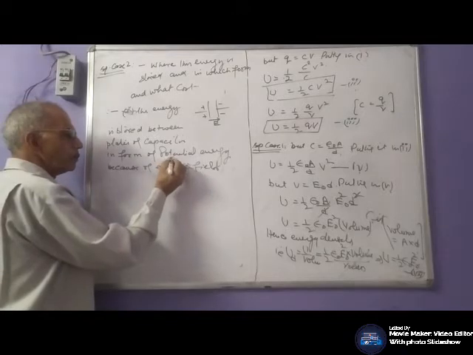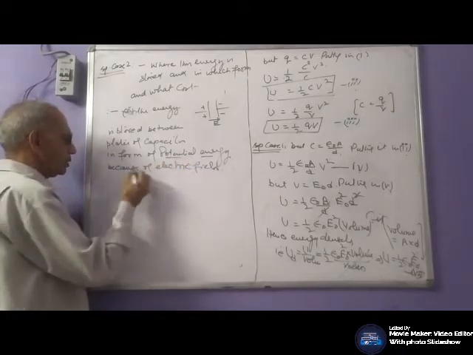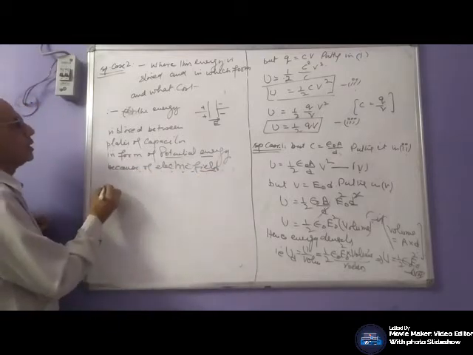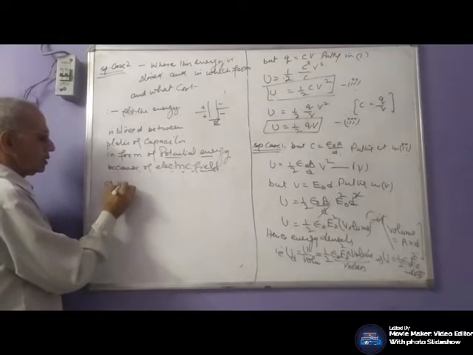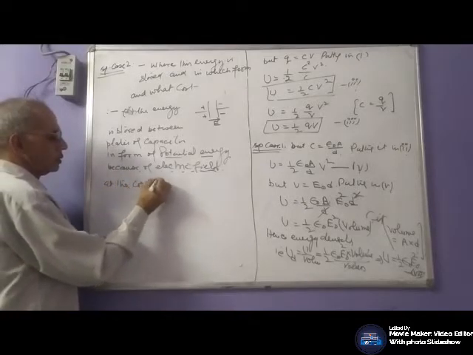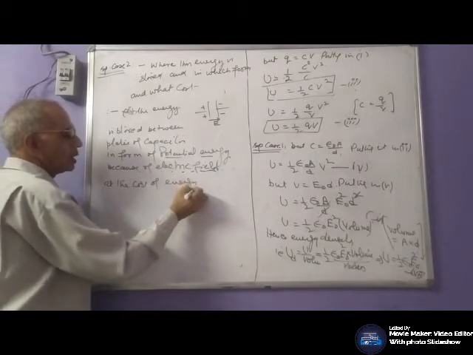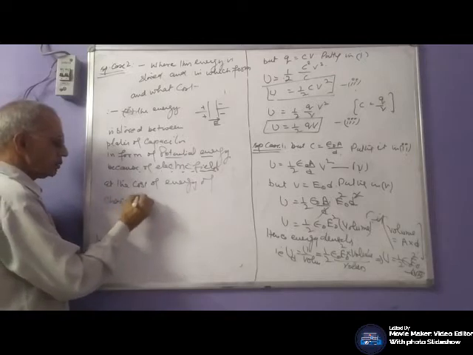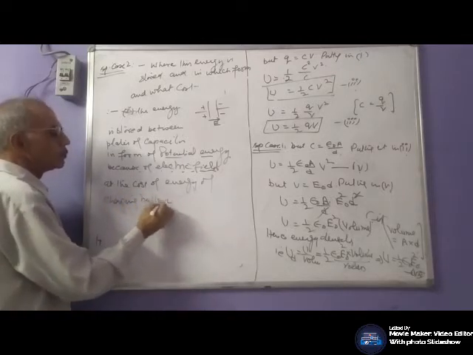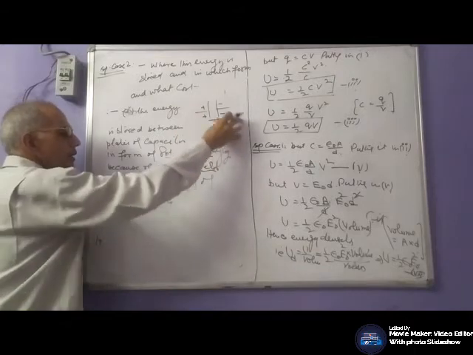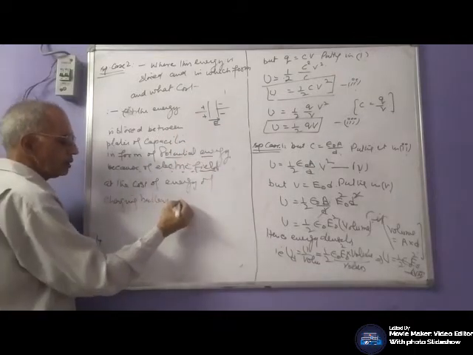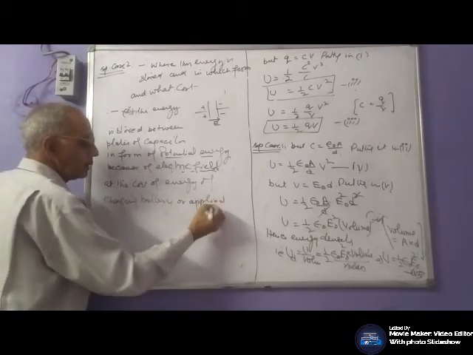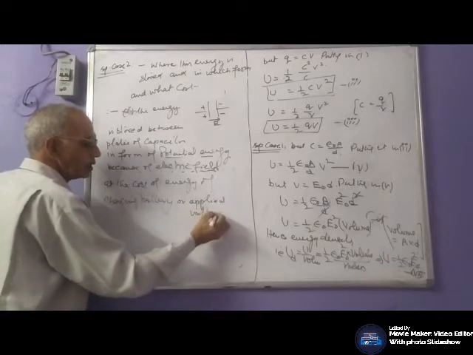In which form? This is the form: potential energy because of the electric field, at the cost of the energy of the charging battery. The battery connected here, which was charging, the charging battery, and the applied voltage.